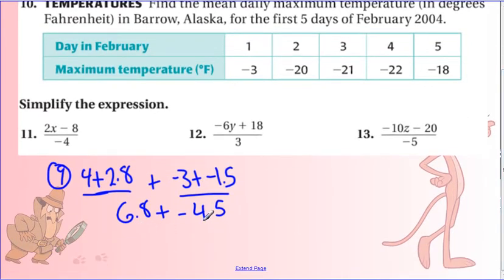Now I combine these two, which the signs are different, so I need to subtract. 6.8 minus 4.5. You always put the bigger number on top when subtracting. Decimals are lined up. That's 2.3.